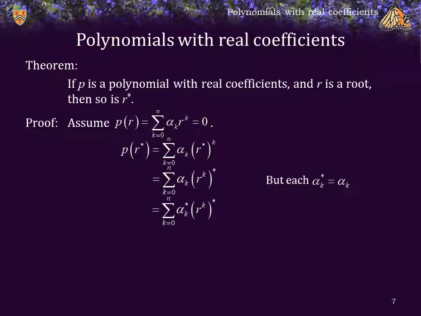Now we have a product of two conjugates which is equal to the conjugate of the product. We have here a sum of conjugates which is equal to the conjugate of the sum. But wait a second, the sum inside the conjugate is what we assumed was equal to 0, and 0 conjugated is 0, and therefore p at r star is equal to 0 as well.